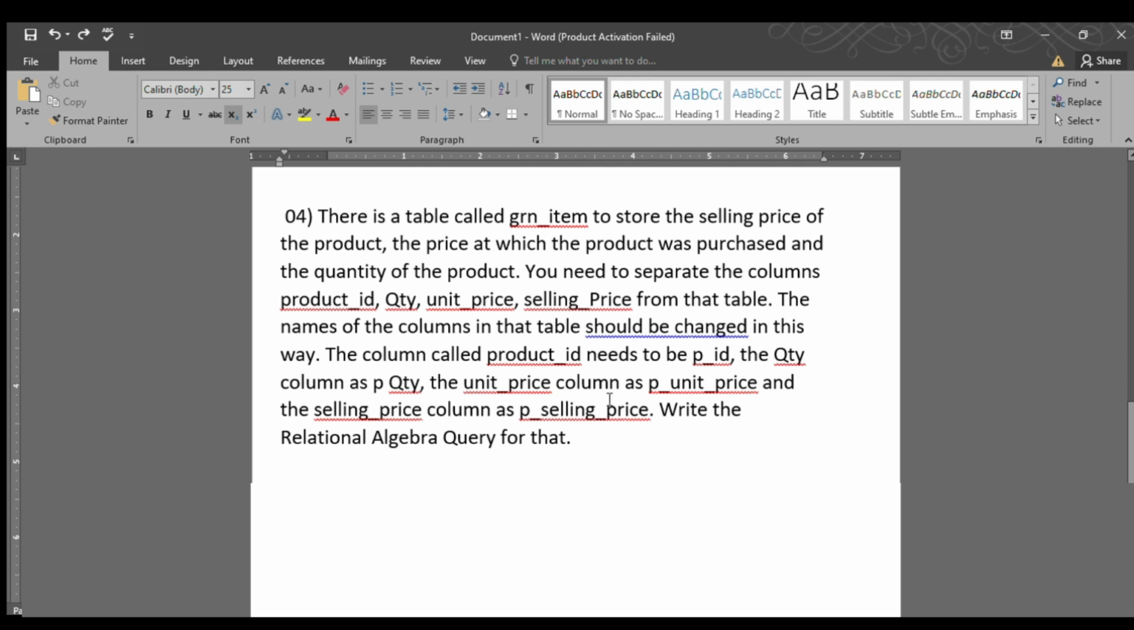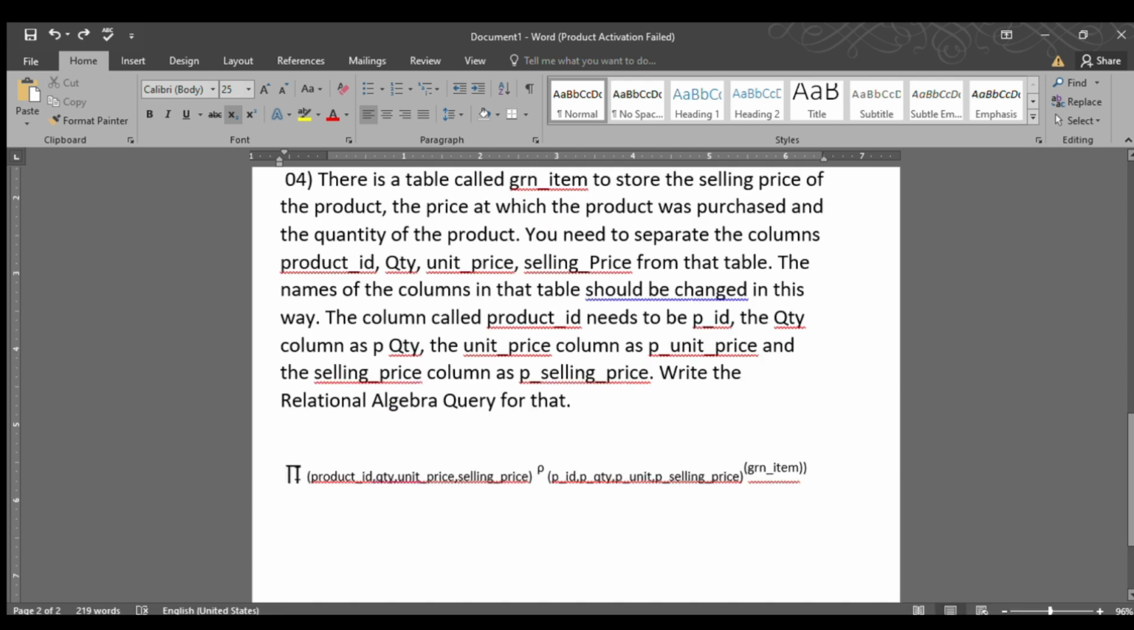Here also you want to rename some columns that they have given. As in the previous question, we use the phi sign like this. Here we use the column names and rename them: product id, quantity, unit price and selling price. These are the column names they have given to separate in the question. So we use those names here, and these names go to the subscript, and the symbol is the previous one.